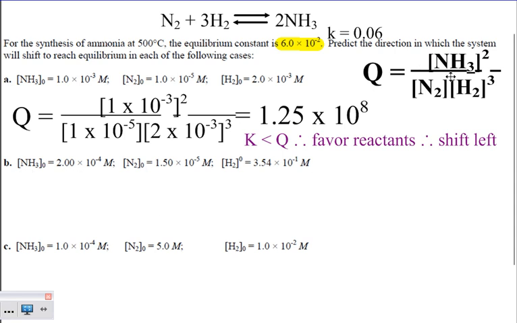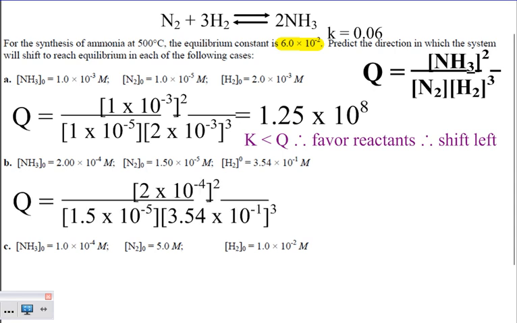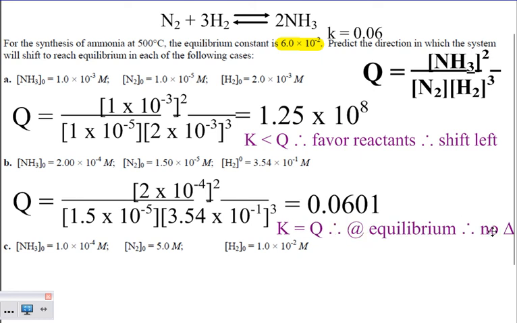All right, on the next one, it's the same equation. Q equals ammonia squared over nitrogen times hydrogen cubed, and we'll just plug in these values. Once we do that, we find that Q equals 0.06, which is pretty much what we have here with K. K is 0.06 as well. So what does that mean? Well, set up our inequality. K is what to Q? K equals Q. Therefore, what does that mean? It means we are at equilibrium. Therefore, there will be no change in the reaction.